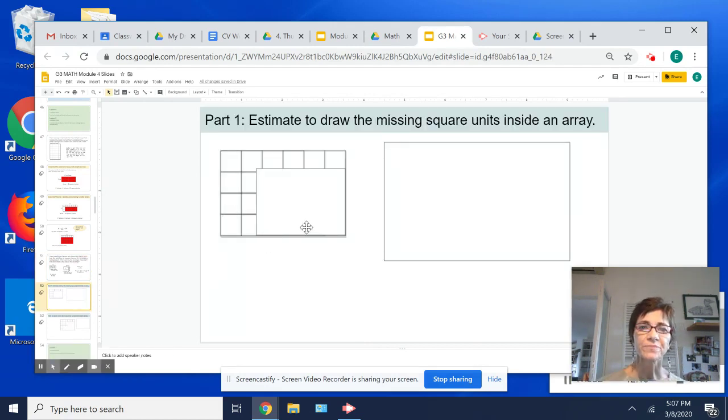All right. Let's now look at these two rectangles. Here we see that part of the array, part of the rectangle, is only partially tiled. So a part is missing. A part of the tiles are missing. What can we do? We need to draw the missing tiles. So I can go ahead and draw them.